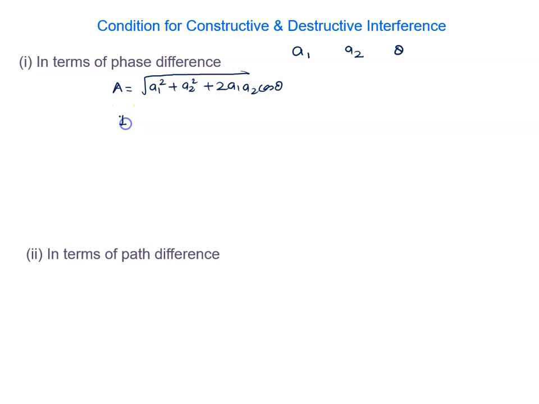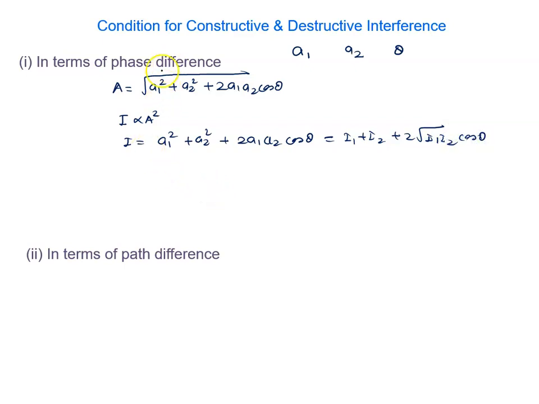And intensity is proportional to amplitude square. So intensity we can write I equal to A1 square plus A2 square plus 2A1 A2 cos theta. Or in terms of the I1 I2 we can write I1 plus I2 plus 2 root I1 I2 cos theta.